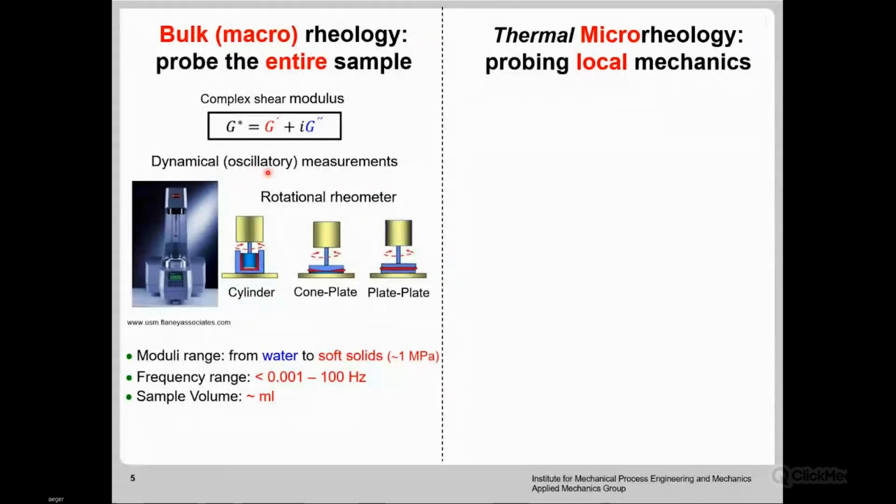And depending on the sample you have, the viscosity or elasticity of the sample, you can use cylinder geometry, cone-plate, or plate geometries. And with this rheometer, the modulus range you can measure is from water. So basically, you can measure the viscosity of water up to solid, up to the megapascal regime in elasticity. So a very broad modulus range. What is limited, you will see later, is the frequency range.